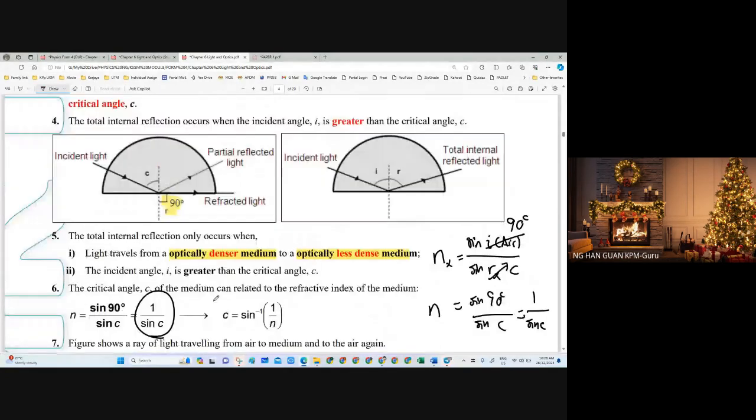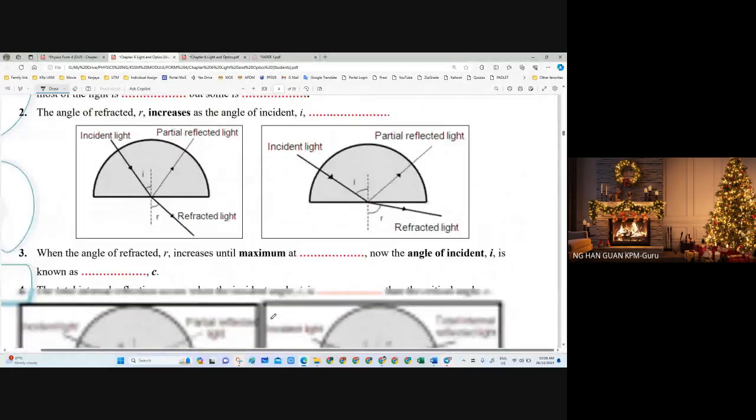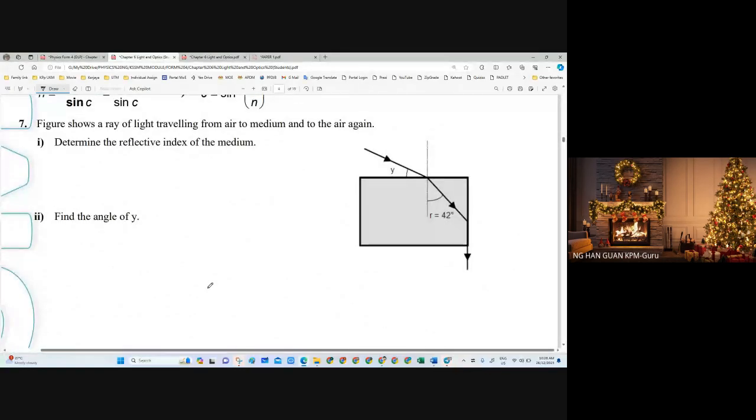Now look at number 7 here. Try to find the refractive index of the medium and determine the angle Y.